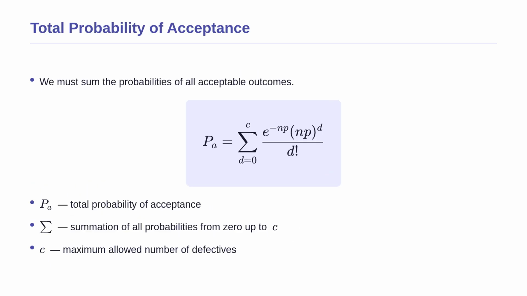Now that we have the formula for exactly one outcome, how do we find the total probability of acceptance, denoted as PA? We must add up the individual probabilities of all acceptable outcomes. If our maximum allowed defectives is C, we calculate the chance of finding exactly 0 defectives, exactly 1, and so on, all the way up to C. The large sigma symbol represents this summation. We calculate the Poisson formula for every single acceptable outcome and combine them into one final percentage. If the lot quality gets worse, meaning P increases, this total probability of acceptance will drop significantly.